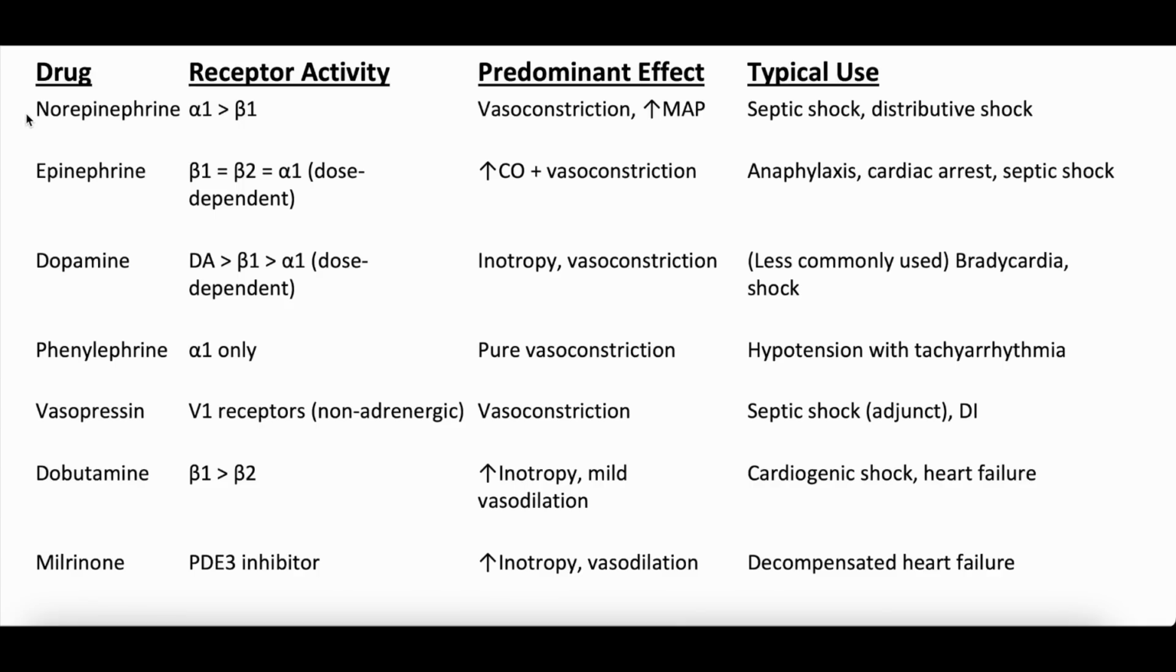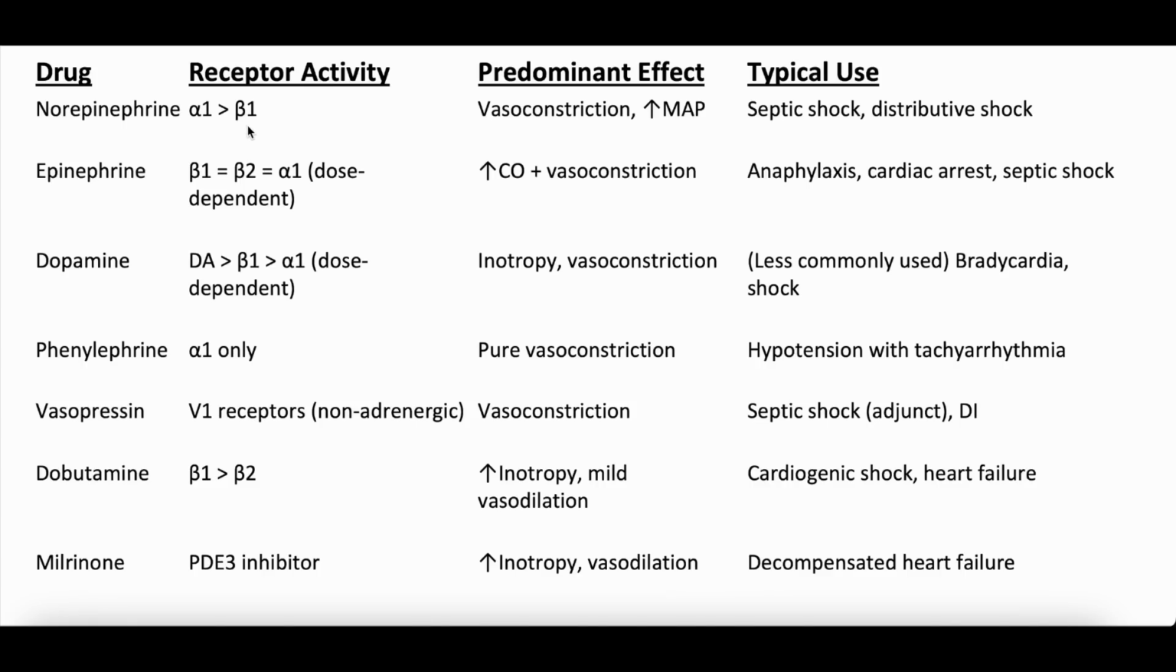This vasopressor primarily has alpha-1 activity. Anytime you see alpha-1, it causes vasoconstriction of the peripheral vasculature. Okay, this is a vasoconstrictor. It increases your systemic vascular resistance. It increases your MAP. So norepinephrine primarily has alpha-1 effect. It does have slight beta-1 effect.